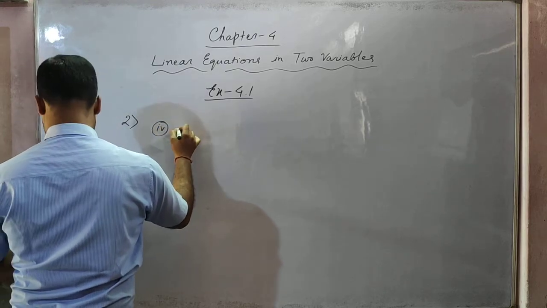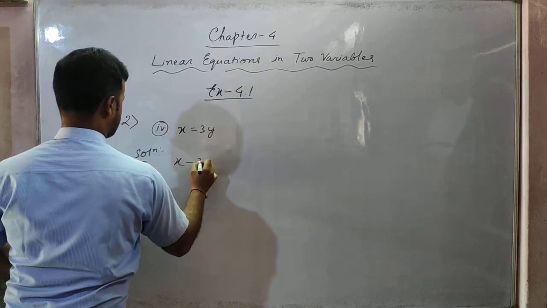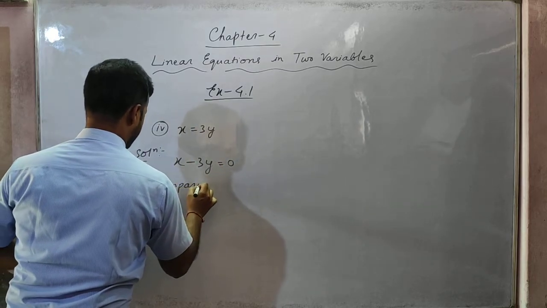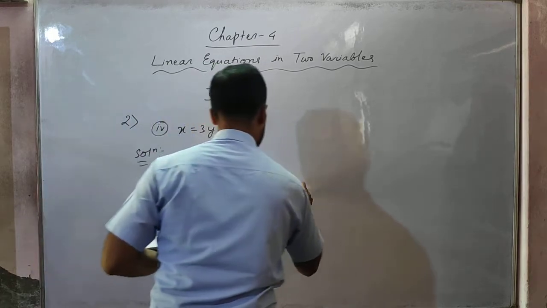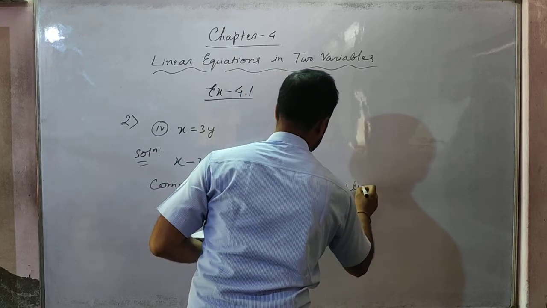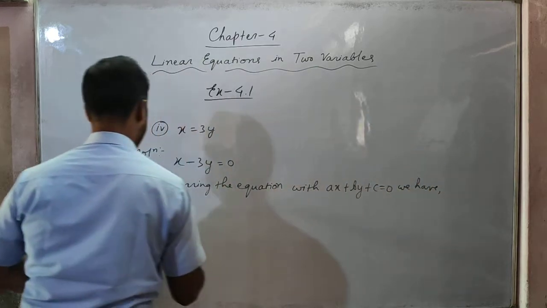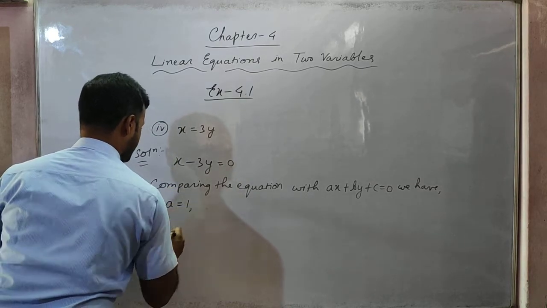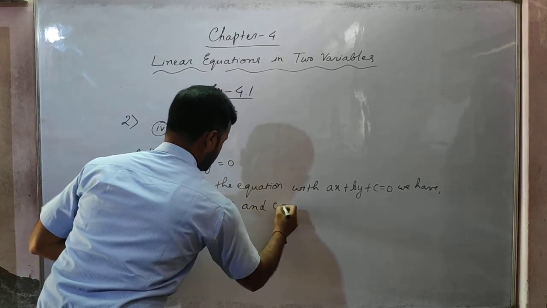Number 4, x is equal to 3y, x minus 3y is equal to 0. Comparing the equation with ax plus by plus c is equal to 0, we have a is equal to 1, students. a is equal to 1, b is equal to minus 3, and c is equal to 0.